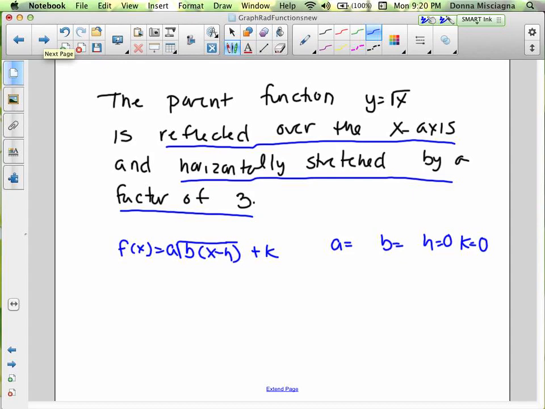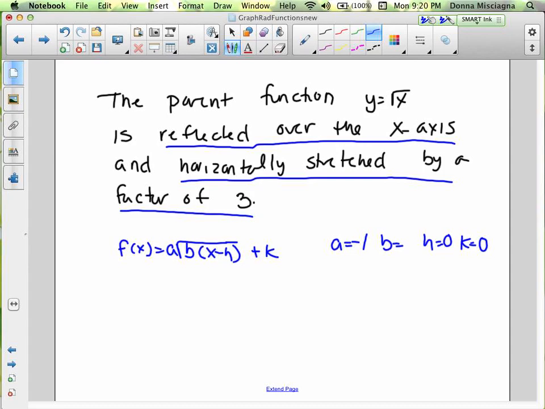All right, so let's think about a and b. Let's do a first, and then we'll talk about b. So we are reflected over the x-axis. That means a is negative. Is there a vertical stretch or compression? No, there's not. There's just a horizontal one. So a is negative 1. Now b is not 3. For a, it is equal to whatever the factor of the vertical stretch or compression is. Not so for b.